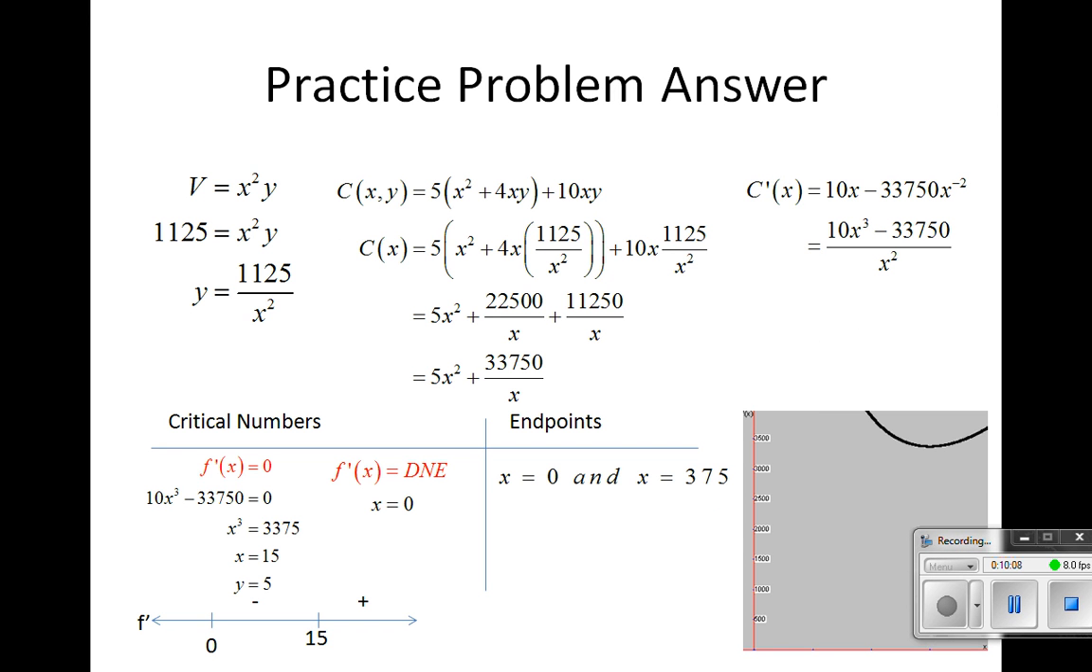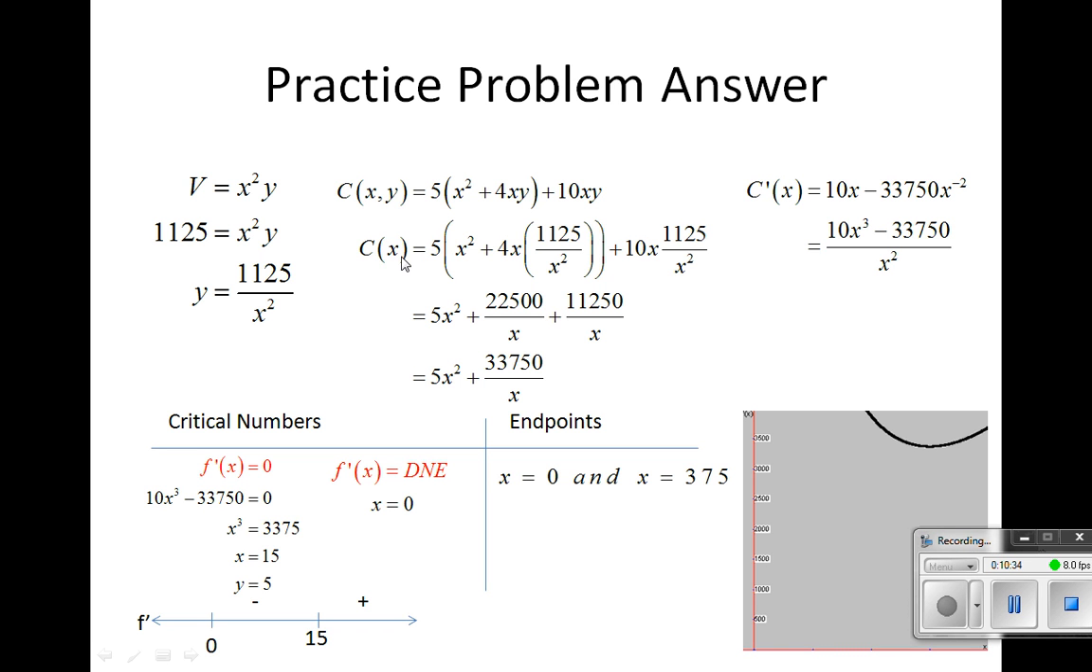Okay, so first off, they told me that the volume of this rectangular box is 1,125. And since it had a square base, the volume of the box is length times width times height, where length and width are the same. So x squared y. And I just got the y by itself. Now the cost equation is given to us. I wrote it in terms of x and y. That's how they gave it to us.